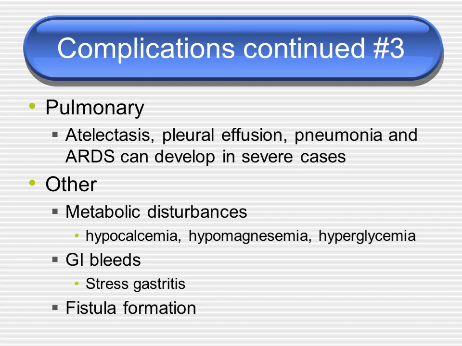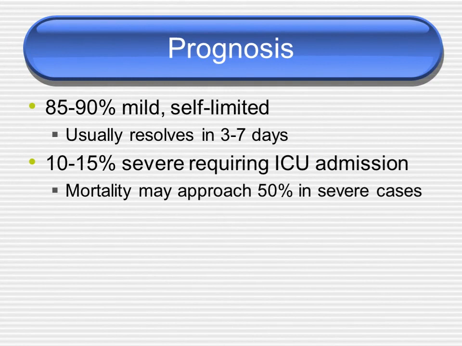The prognosis: we have prognostic criteria, and we apply them to the patient. It could be a mild presentation in 75 to 90%, then 10 to 20% severe presentation, and mortality can reach up to 50%.